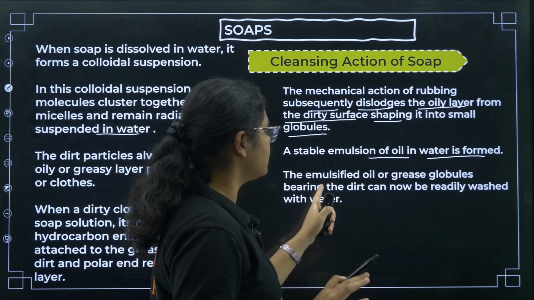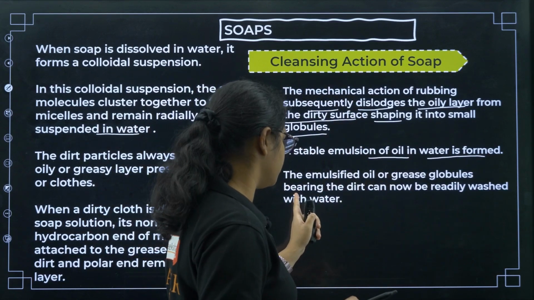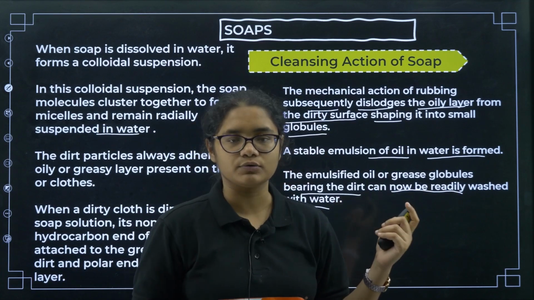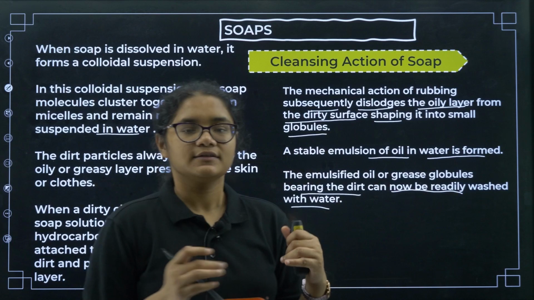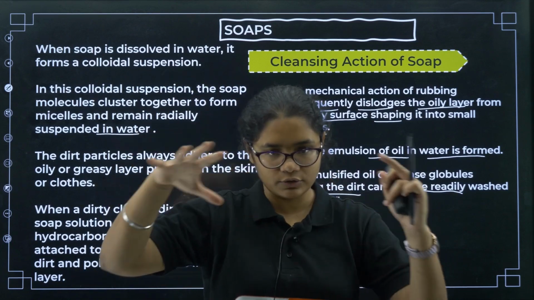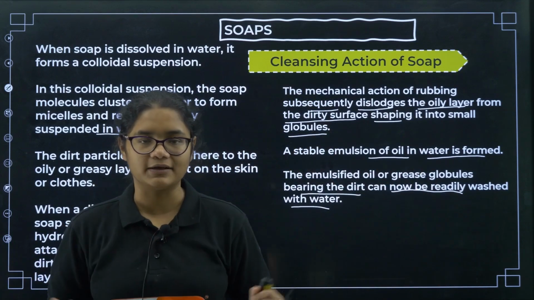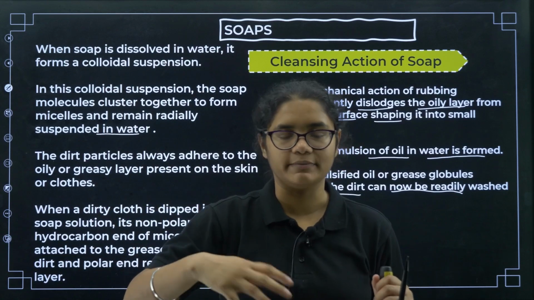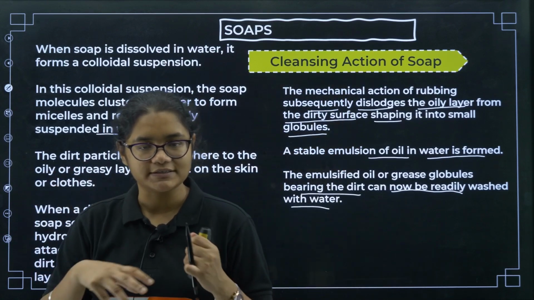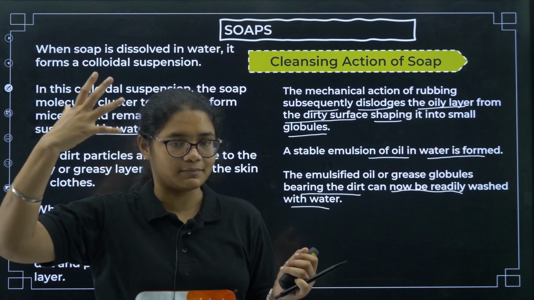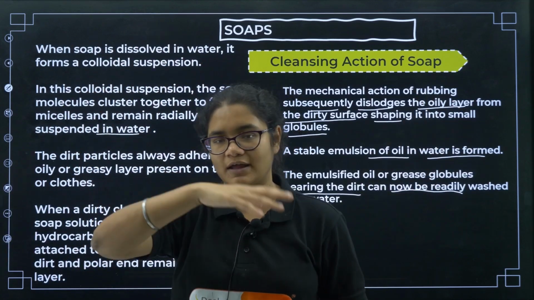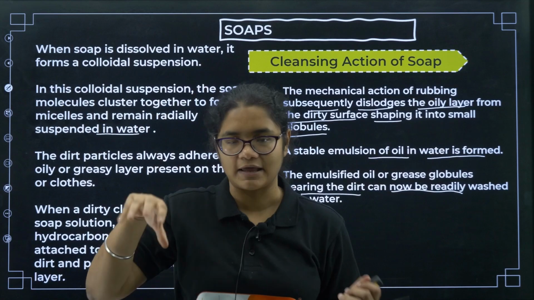Now the emulsified oil or grease globules bearing the dirt can be readily washed with water. So if you just throw the water, that goes away. So what is the action? First you take a bucket of water, and you put the soap in this, right? When you mix the solution, just imagine, in the bucket of water you have taken soap solution, you have mixed it well, so many micelles have been formed.